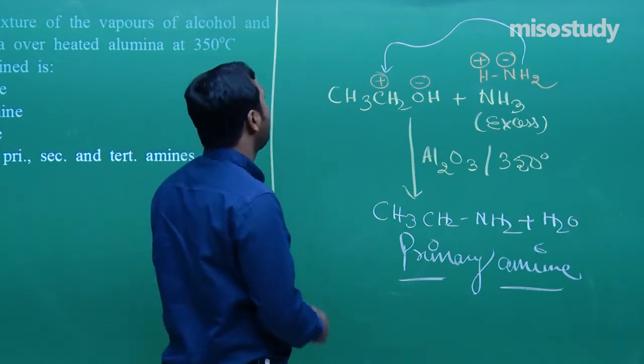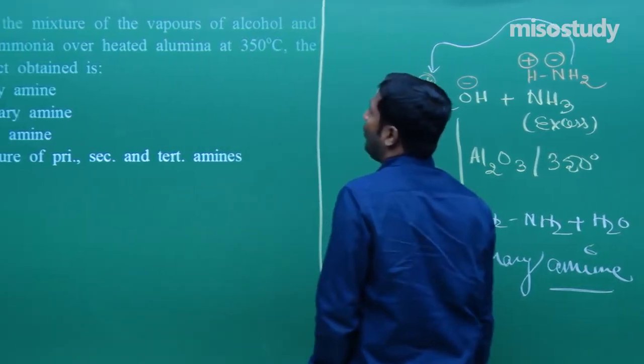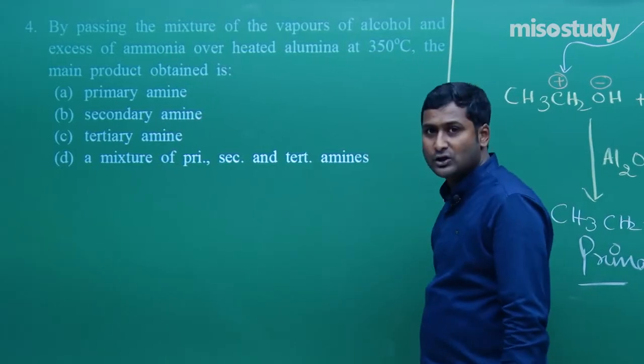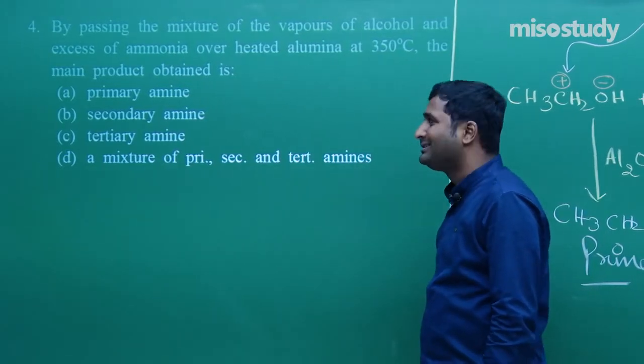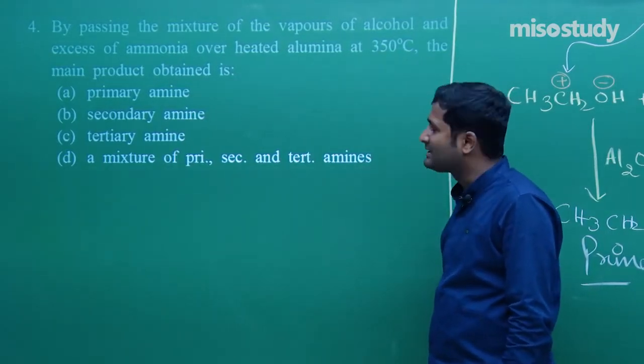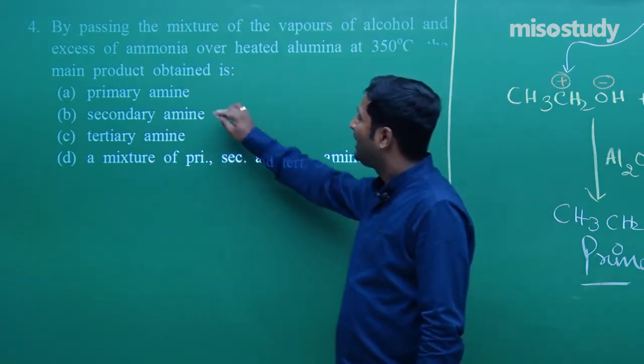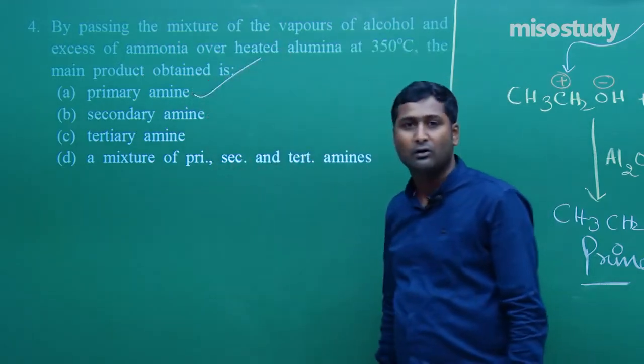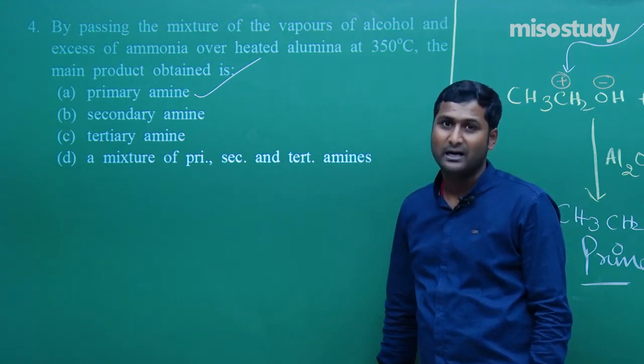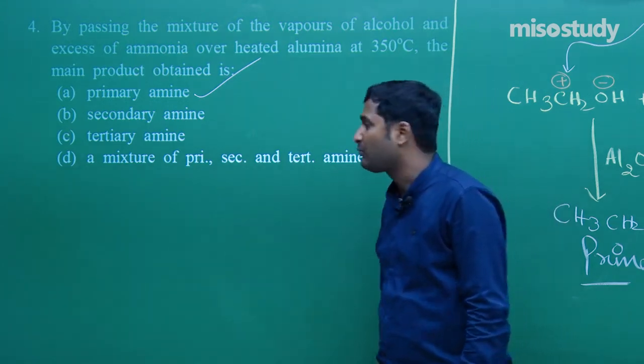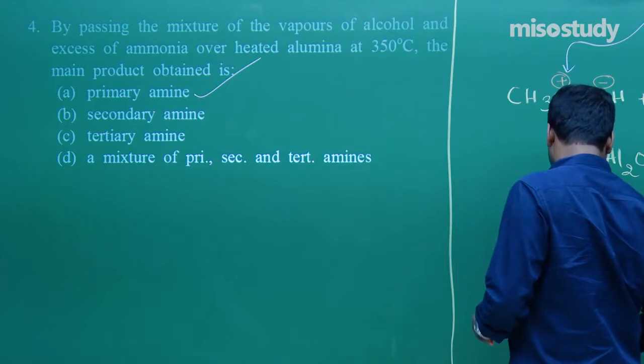Clear? So for question number 4, what do we observe? We observe the main product in this case is nothing but a primary amine. So for question number 4, A is the correct option. Clear? Now I am going to rub this part and we'll discuss the next one.